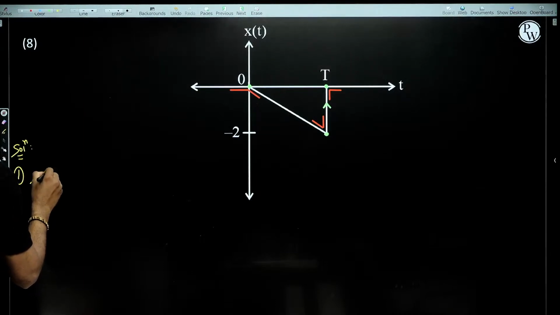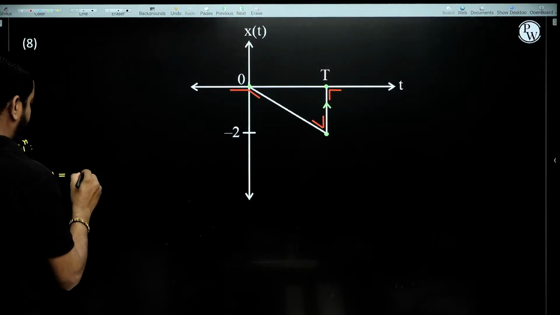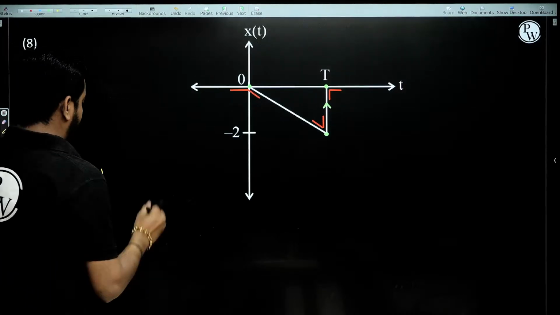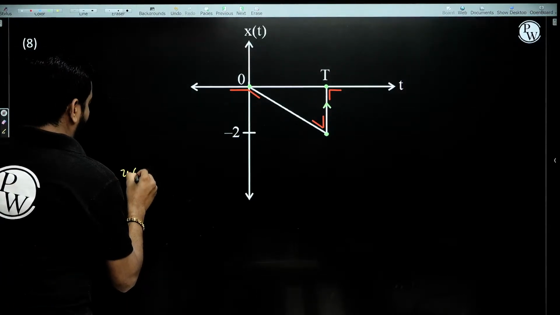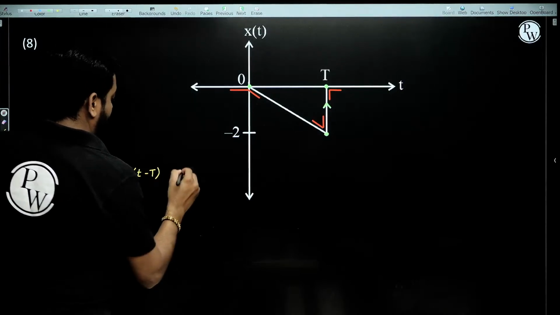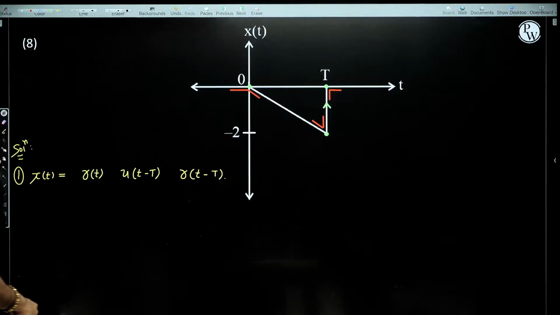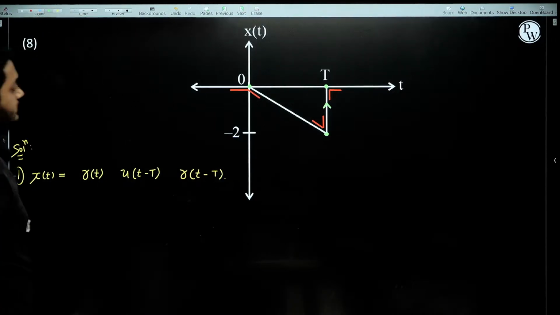x of t, which is equal to the linear change at origin, so r of t, plus the sudden change as well as linear change at t equal to capital T, so u of t minus capital T and r of t minus capital T. Yes or no? Correct. Now, the change in slope, guys.